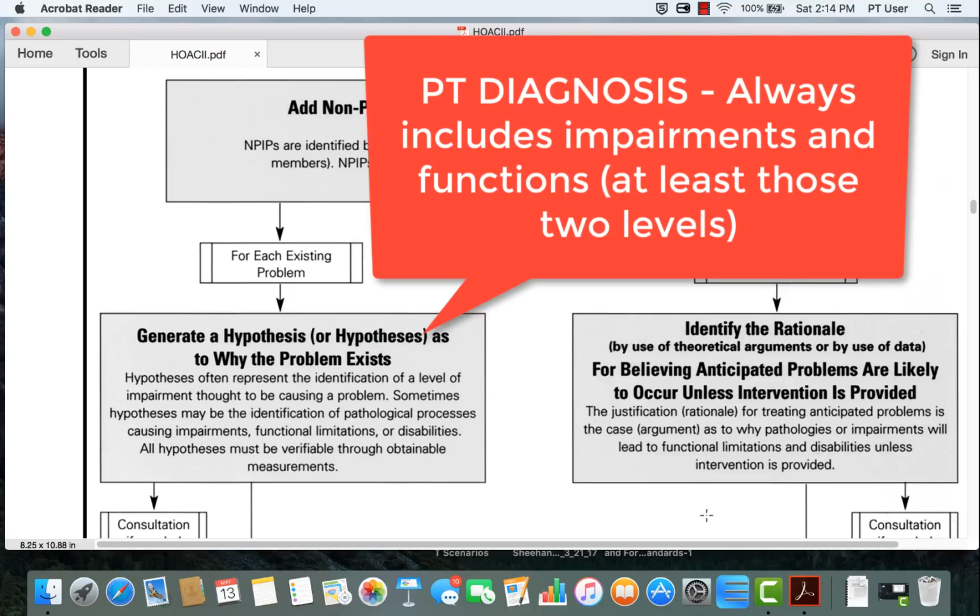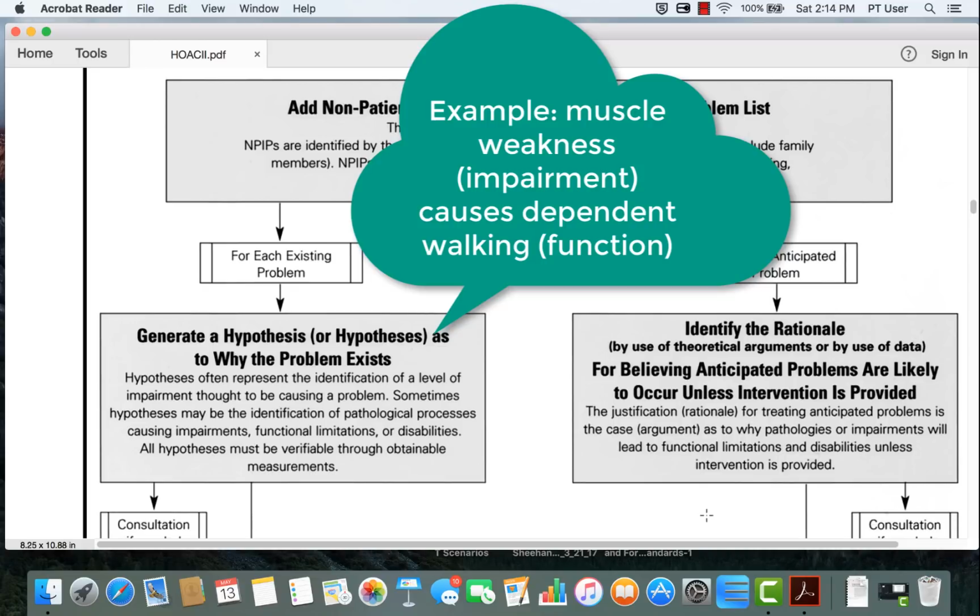The causal relationship between impairments and function. The connection between impairments and function represents your PT diagnosis, which, in the context of what we're looking at here, the HOAC model, is what they're calling a hypothesis. So as you look at the text there in the box, it says the level of impairment thought to be causing a problem. Now remember, problems, according to the HOAC model, are at the level of functional limitations and disability. So a hypothesis is connecting impairments to function.